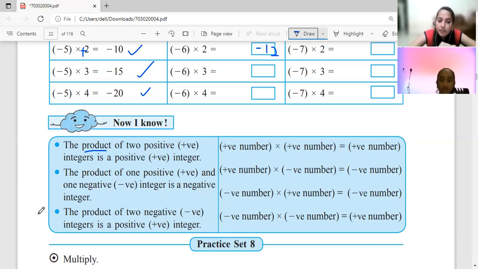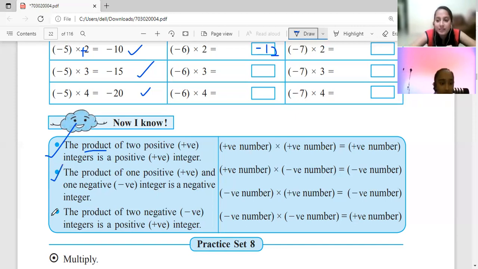So the product of two positive integers, two positive numbers, is going to be positive or negative? Positive. तो ये वाला स्टेटमेंट को हमने अप्रूव कर दिया. It is right, है ना? Coming to the next one, the product of one positive and one negative integer, the result or the product would be a negative integer. Right? Yes. Okay, I have approved the statement.